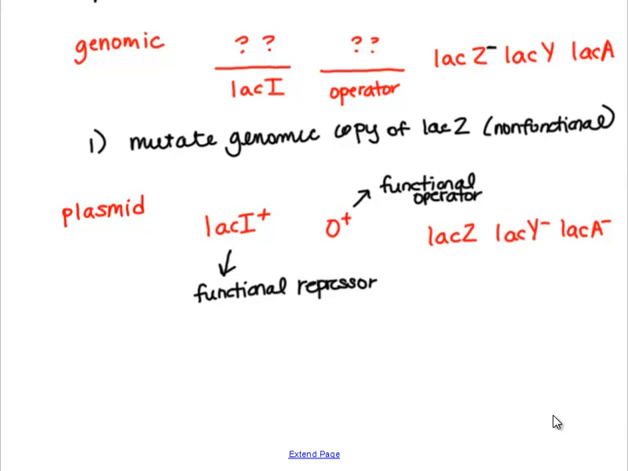Okay, so one, you have to mutate the genomic copy of LAC-Z, and then two, you have to construct this plasmid. And then obviously you have to introduce the plasmid and then take observations of the cell, both with low lactose supply and then again with high lactose supply. So what are the guidelines that we're going to tell Jay to look for?